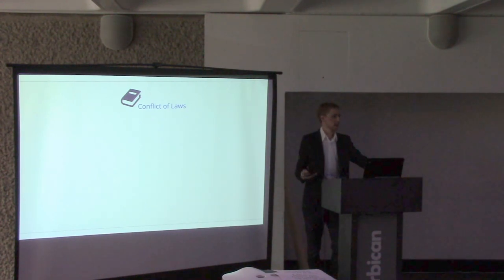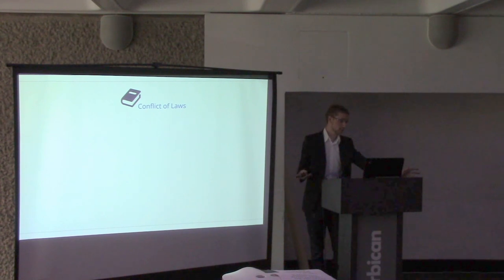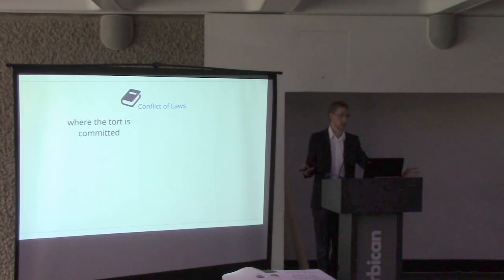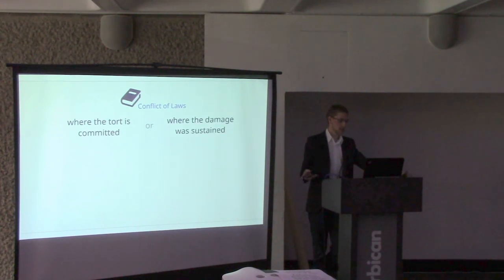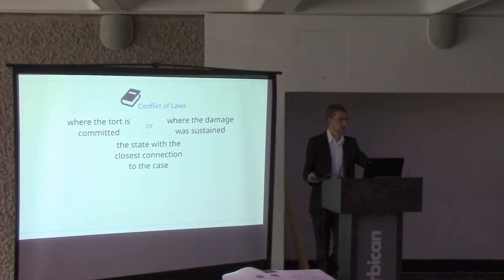But unfortunately, the diversity in substantial rules is also somewhat reflected by a certain diversity in rules on the conflict of laws. Because in some jurisdictions, the law of the place where the tort is committed is applied, and in other jurisdictions, it is the law of the place where the damage is sustained. And as both are really broad categories, it is very difficult to tell which law applies. However, there is a third rule which is applied in a considerable number of jurisdictions, and this is to apply the law of the state with the closest connection to the case. And this rule exists, among others, in Germany, in the UK, and in the United States.